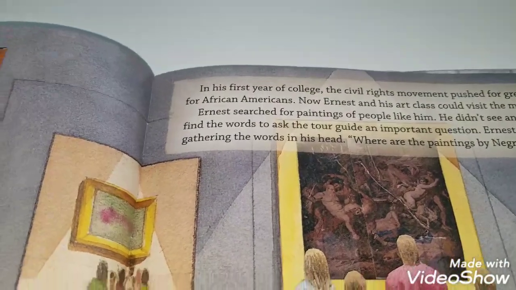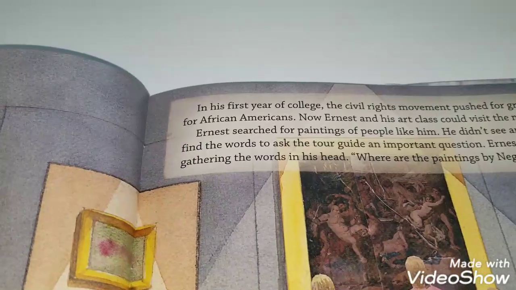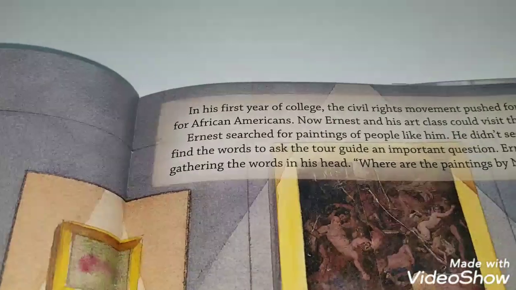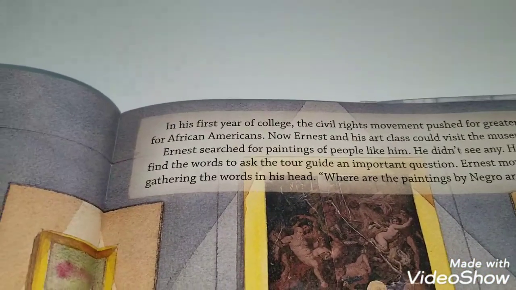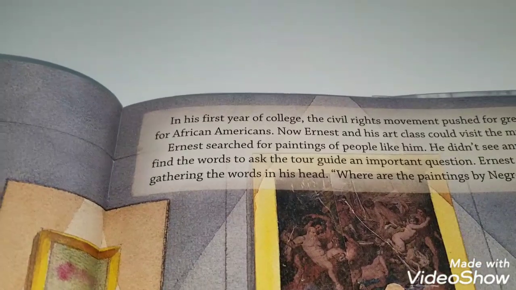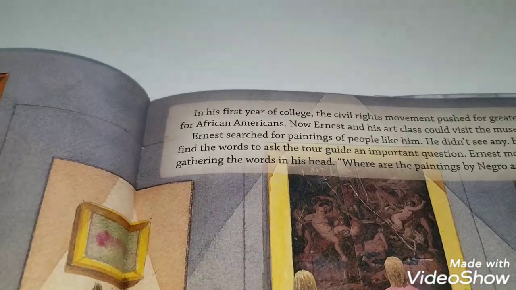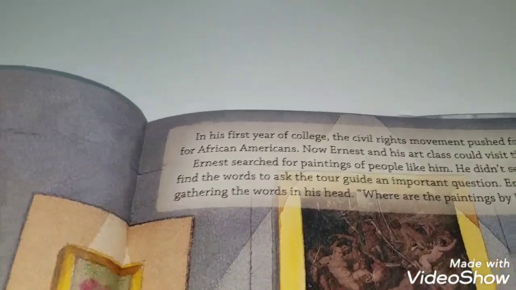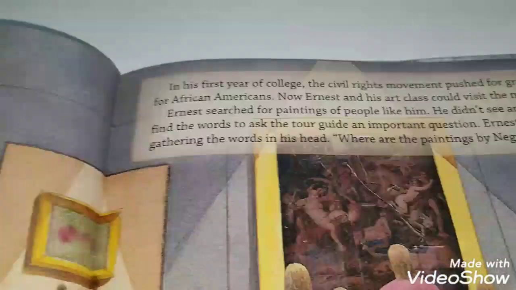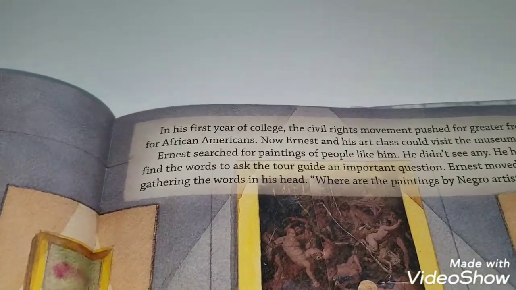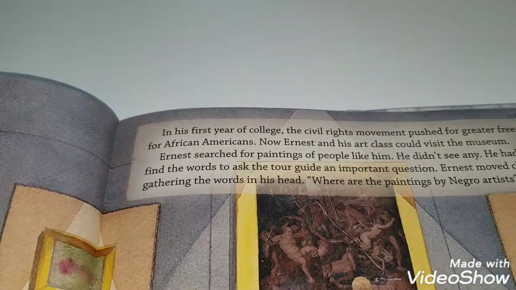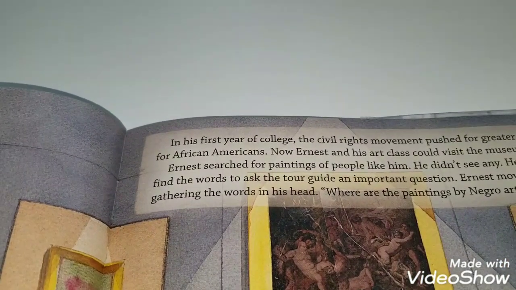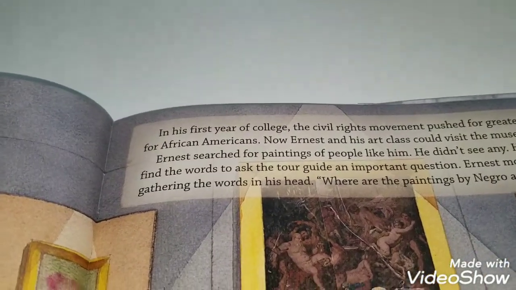Ernest searched for paintings of people like him. Why was Ernest searching for paintings of people like him? What does that mean? People like him. Is it painters who painted pictures? Or could it be paintings that had African Americans within those paintings? It could be both, right? But why is that important? Why would that be important to you, son? To go somewhere, go anywhere, and to see people that look like you, to see yourself in books, to see yourself in paintings.